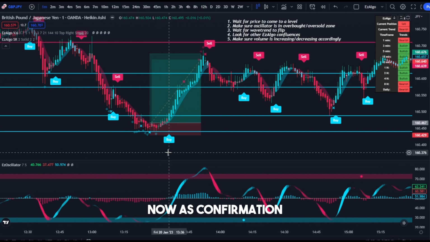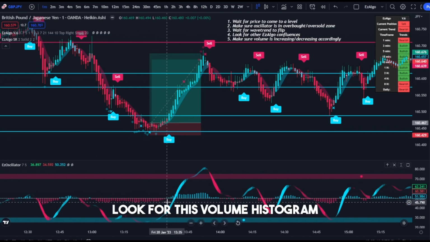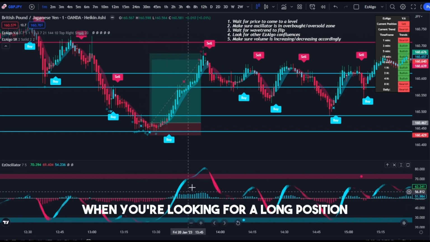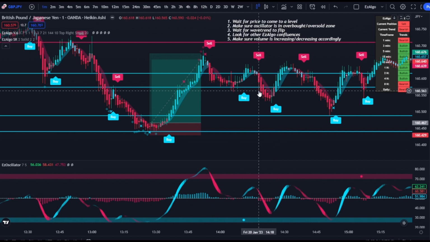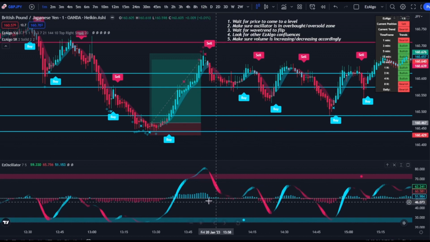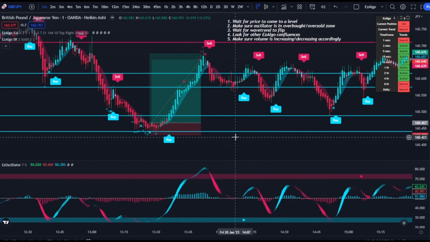Now, as confirmation, once you've already entered the trade, look for this volume histogram to turn from red to blue when you're looking for a long position, or turn from blue to red when you're looking for a short position. Personally, I like to get in the trade before the volume histogram turns colors because at that point it is kind of a late entry and you want the best entry possible. So just look for this as you're entering the trade and after you enter the trade.